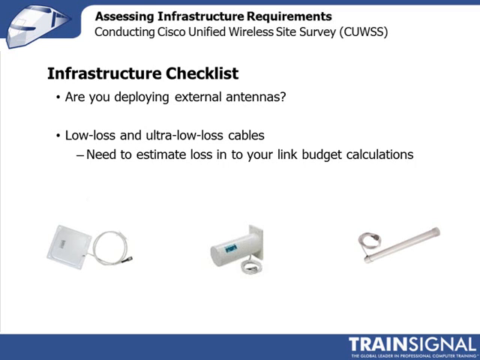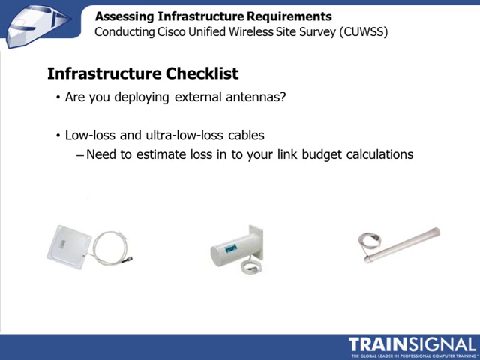And Cisco actually offer two different types of cables. There is the low loss and then the ultra low loss cable. The typical length of all the cables is 36 inches, but you should check that when ordering your antenna to make sure you know the length of the cable.